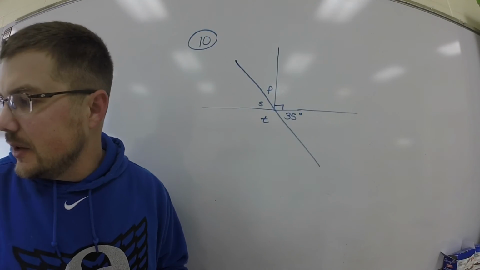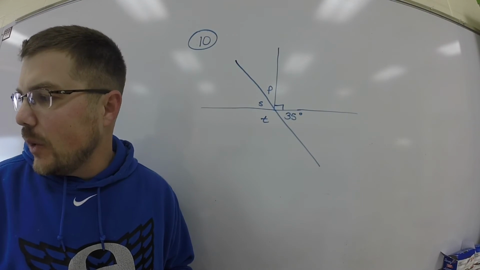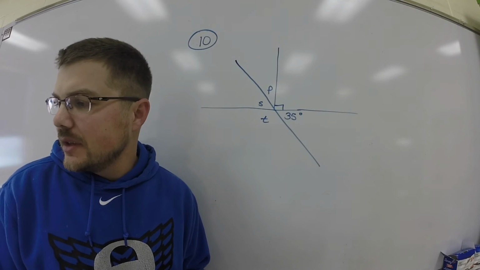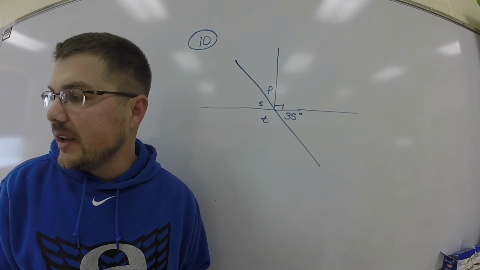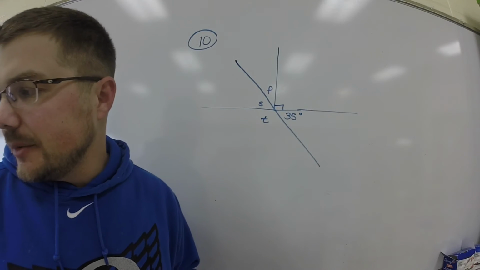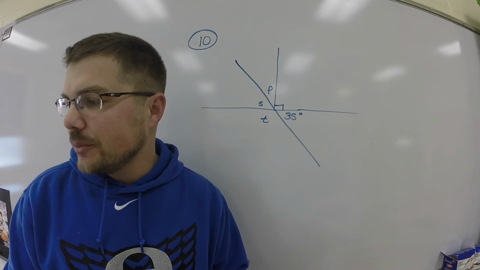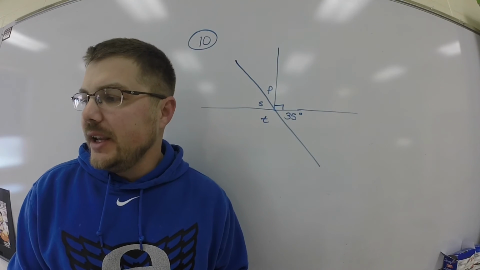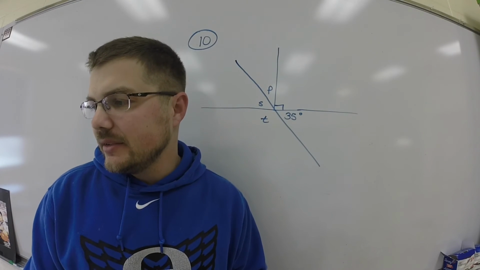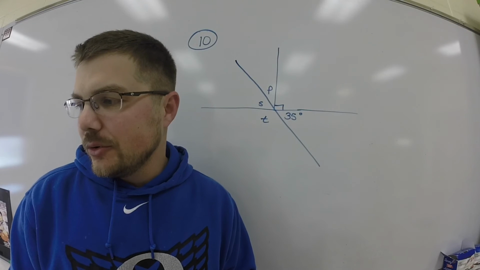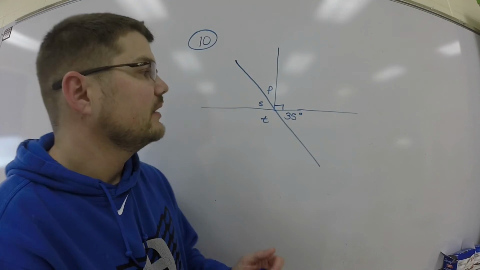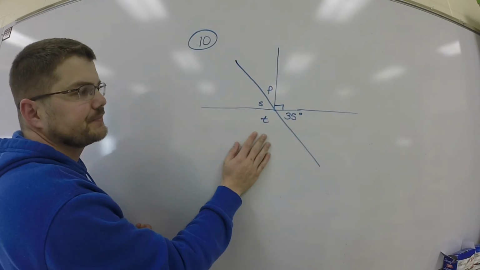Okay. Number 10 tells us that YZ and MB intersect at point O, and XO is perpendicular to YZ. If something's perpendicular, that just means it forms a 90-degree angle. What is the value of 3P plus 4S minus 2T? So in order to find the value of that, we need to find P, S, and T. So this is what we're given.